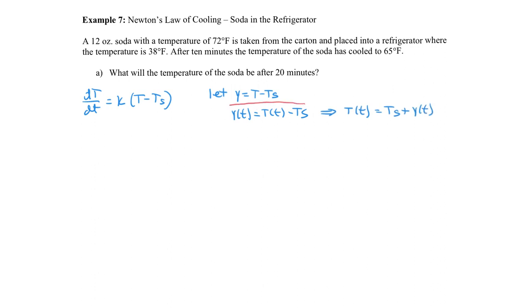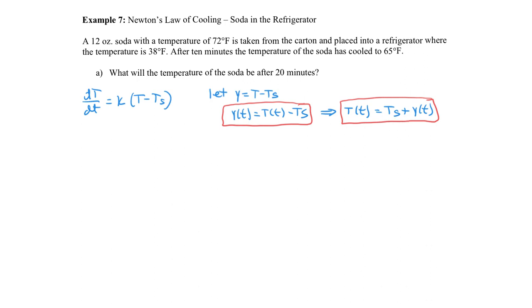So we're going to do this substitution first. And that's going to allow us to solve for y of t. And then from there, we'll get what we really want, which is T of t. Okay, so every time we use Newton's law of cooling, we can just make this substitution and then substitute back.